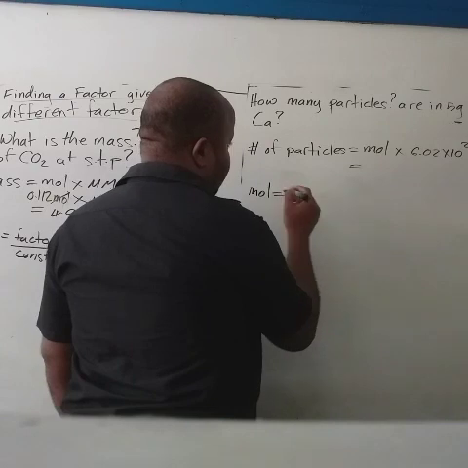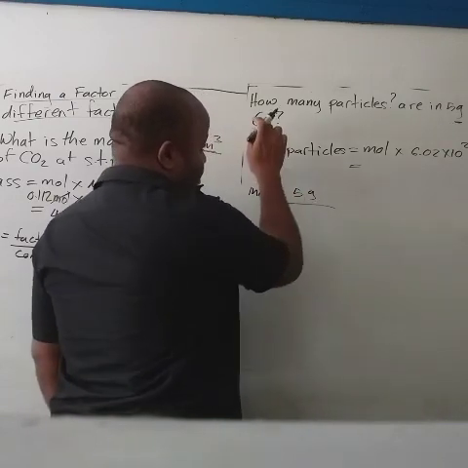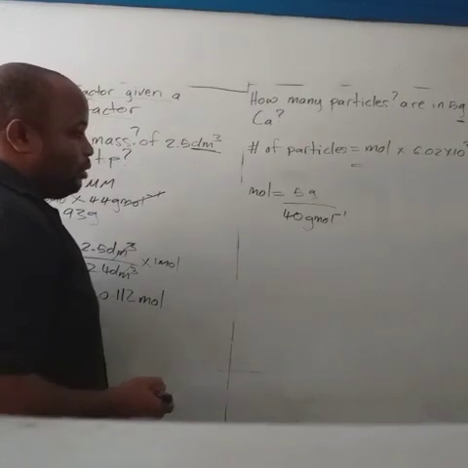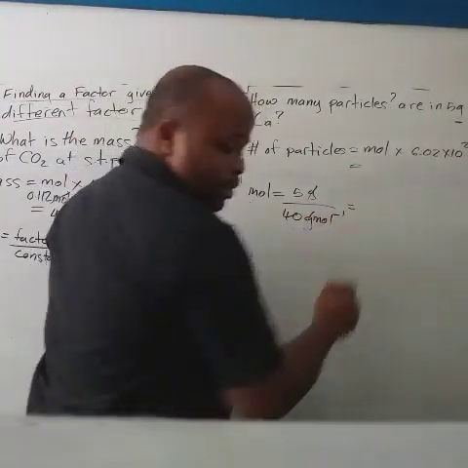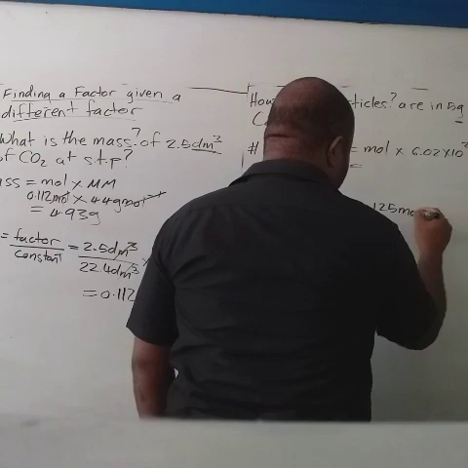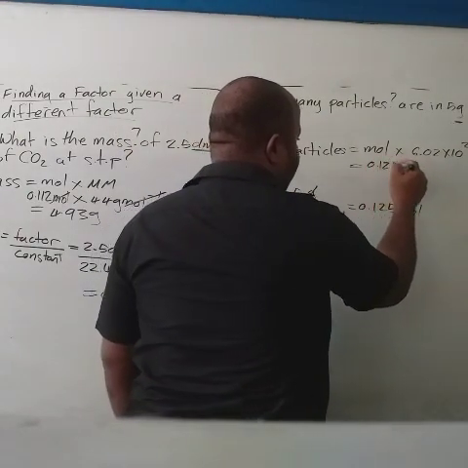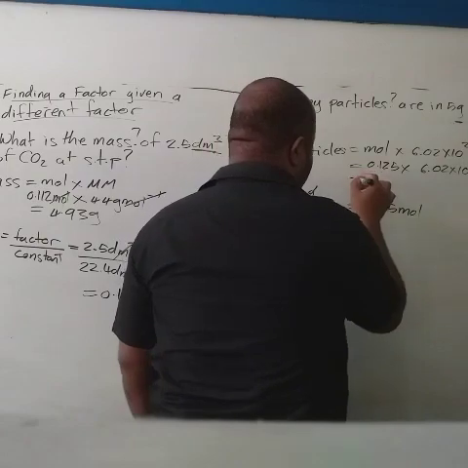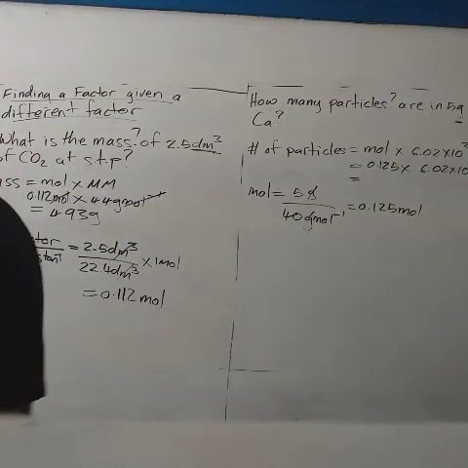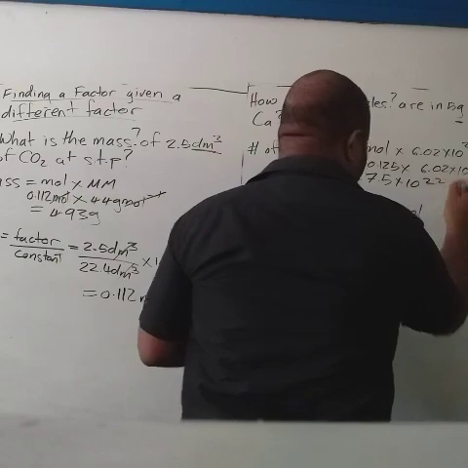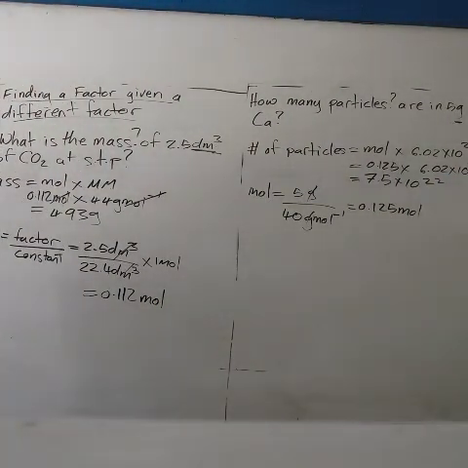Oh no, mole is factor over constant of the mass. You will divide by the molar mass of calcium, which is 40 grams per mole. So 5 grams divided by that, you should get 0.125 moles. Now, once you have the moles, you can go ahead and complete the question. So it is 7.5 times 10 to the 22, and that's the first three scenarios.